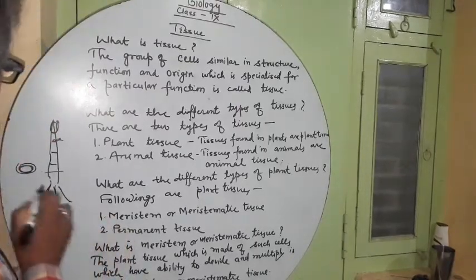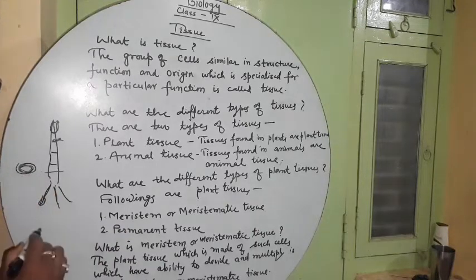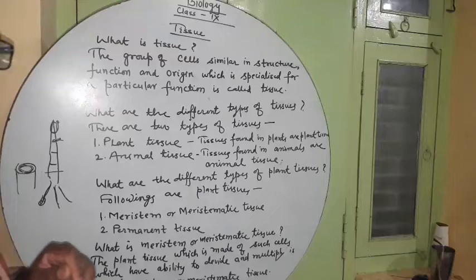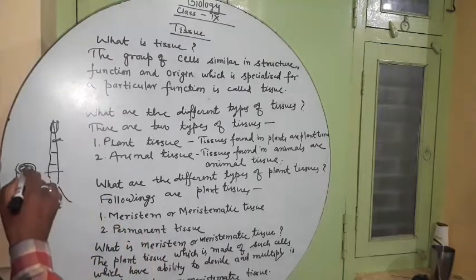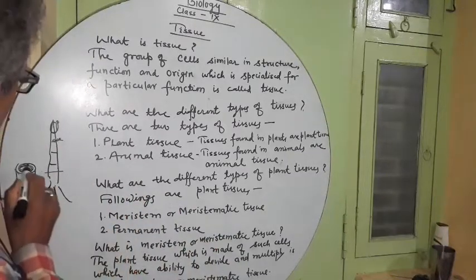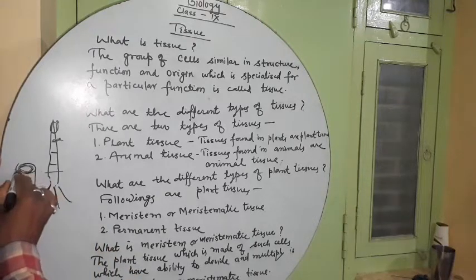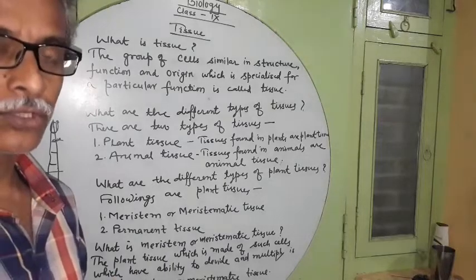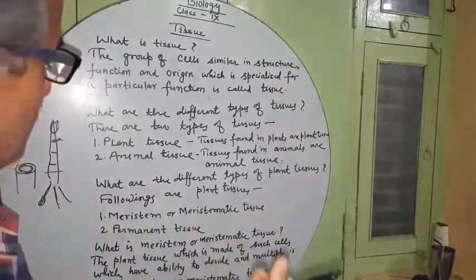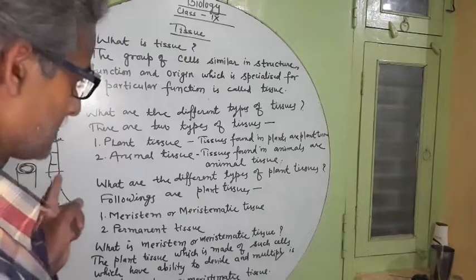And the cells which are found here as a ring, these make a ring in the shoot. These grow, these divide, these multiply, and thickness increases. These are found in the lateral region. So the meristem found here is called lateral meristem. So there are three types of meristem: apical meristem, intercalary meristem, and lateral meristem.